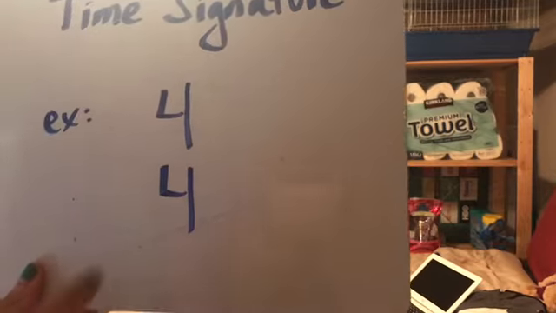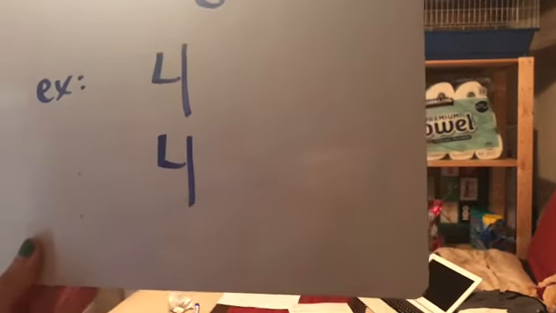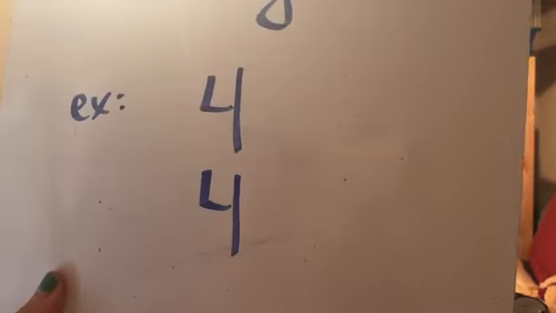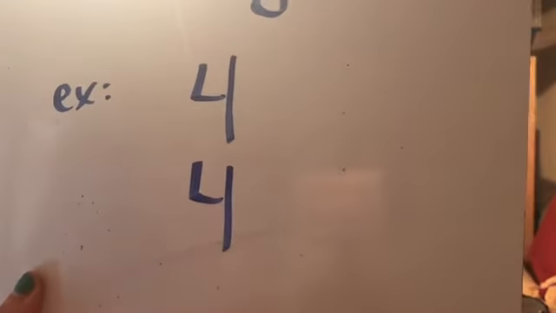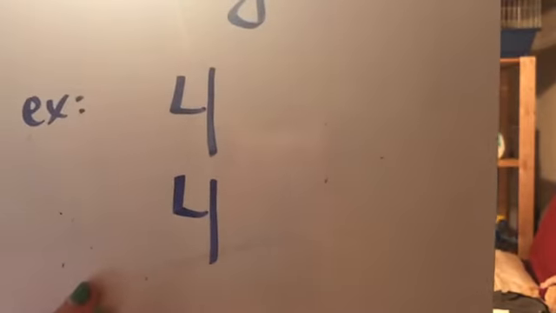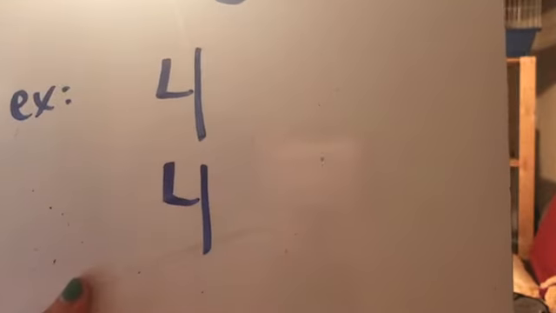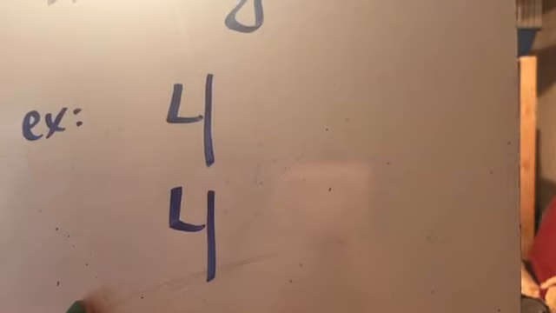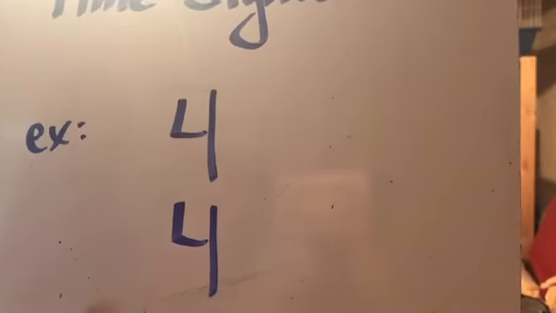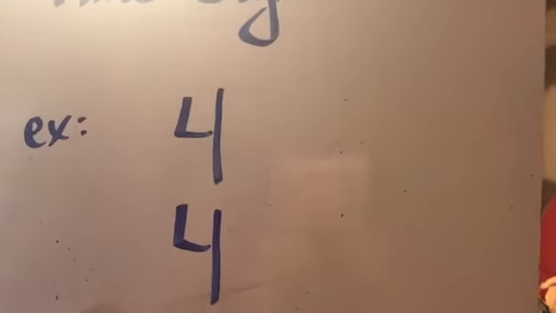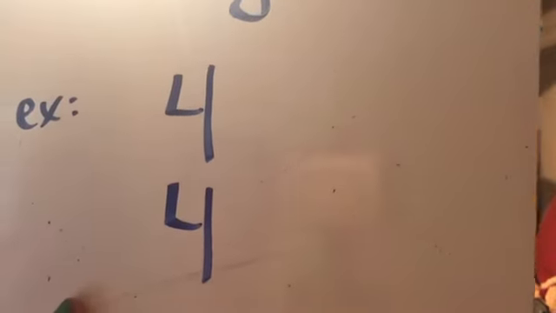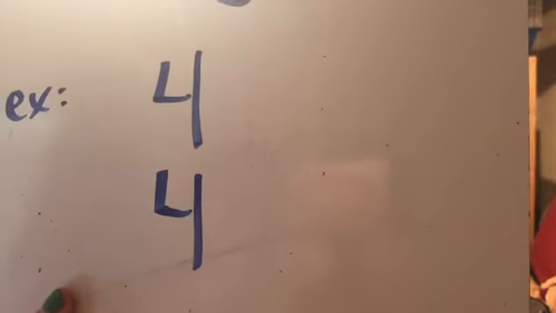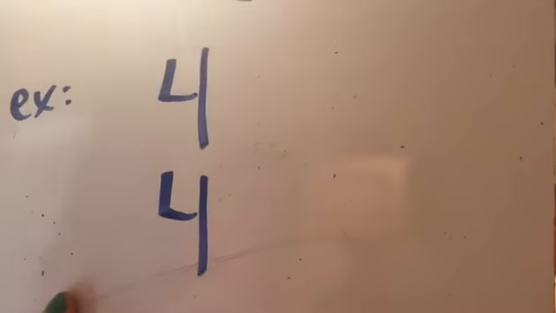Your bottom number tells you what type of note is getting 1 beat. So for here we have a 4. The 4 on the bottom is indicating that the quarter note will receive 1 beat, because in a standard measure, which would be 4/4, you would take up 4 quarter notes to fill up that measure. So that's where that 4 is coming into play.